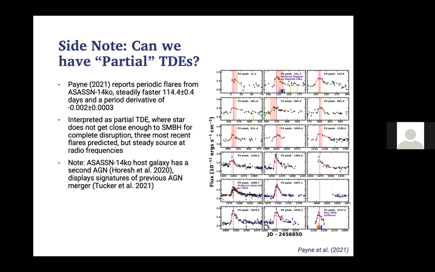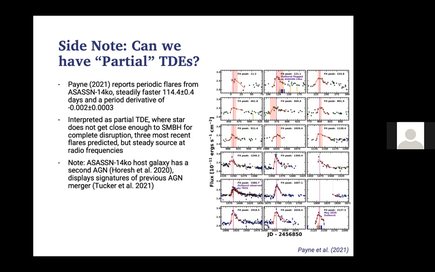The other thing to note about this object is that this paper came out, everyone was very excited, and then more people started to look at it. The first thing to note is there is a second AGN in this very galaxy. They say it's not close enough to matter, but okay. And there are also signatures of a previous AGN merger. Someday when LISA goes up, we're going to detect supermassive black hole mergers. They think we have evidence that that's what's going on here.